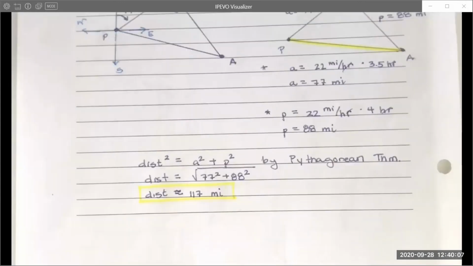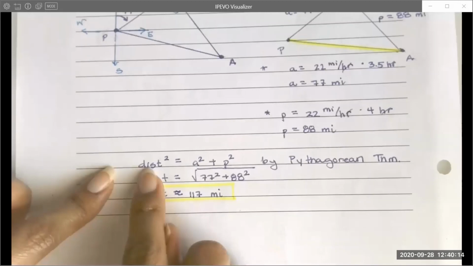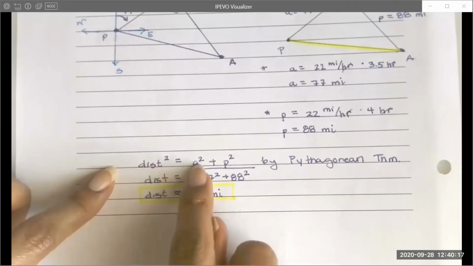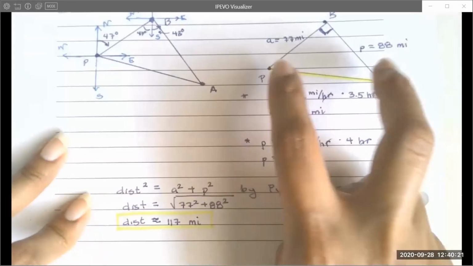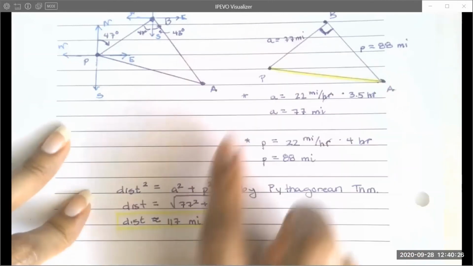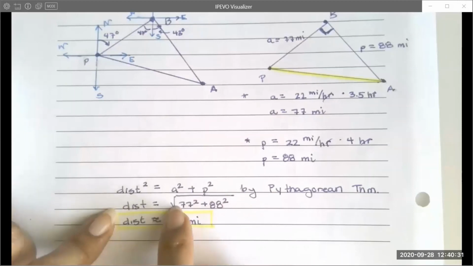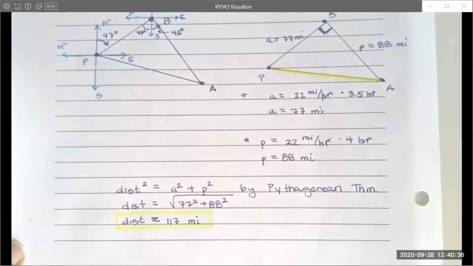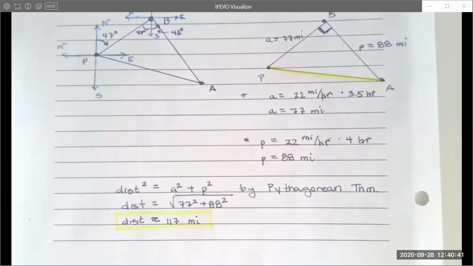So we can apply the Pythagorean theorem here because we have all the information that we need for it. Just to repeat what I had mentioned earlier, the distance is going to be given by distance squared equals a squared plus p squared by the Pythagorean theorem, because this is a right triangle. We are given the two sides. So a is 77, p is 88. So that means that the distance will be the square root of those two quantities added together. And then when you punch it into your calculator, you get approximately 117 when we round to the nearest mile.